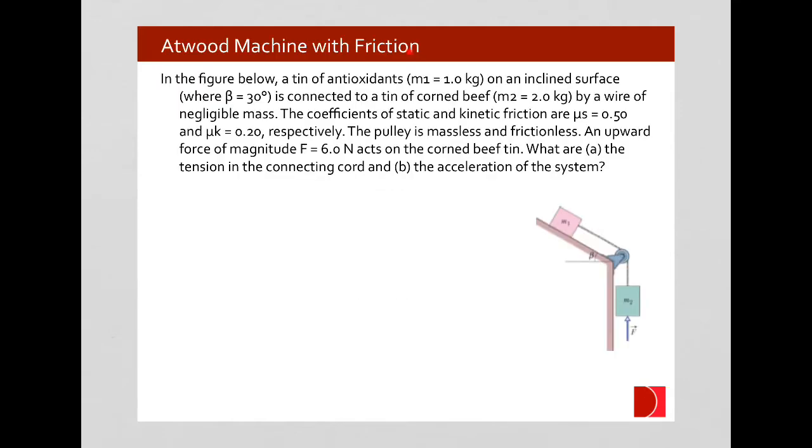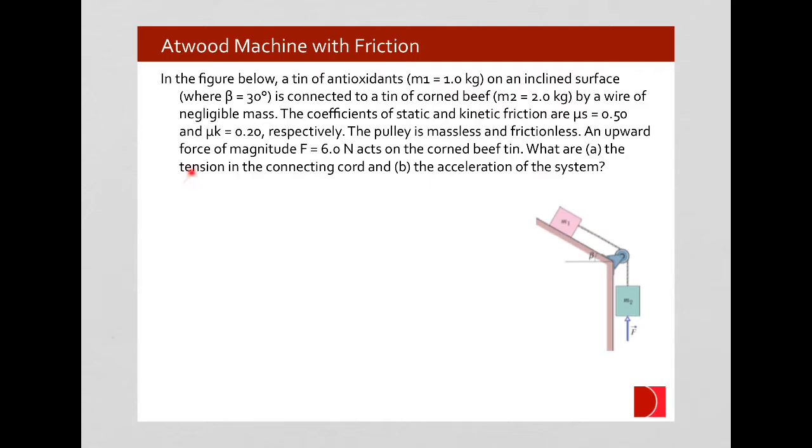This is an Atwood machine that has friction in it. In the figure we see one block that's on an inclined plane. It's connected to another block through a wire. That second block is hanging off the edge vertically. We have an upward force pushing on the other block. And we want to know the tension and the acceleration of the system.